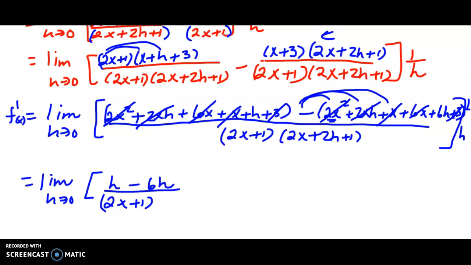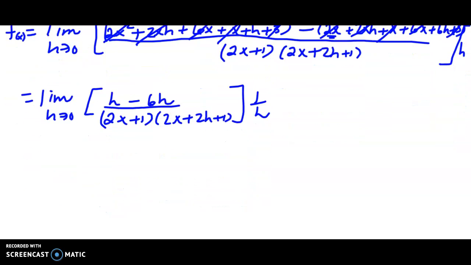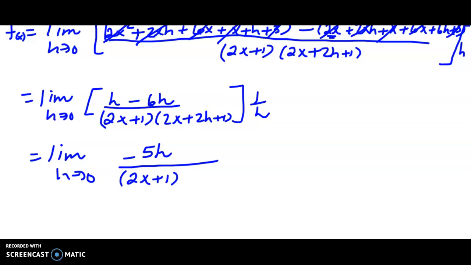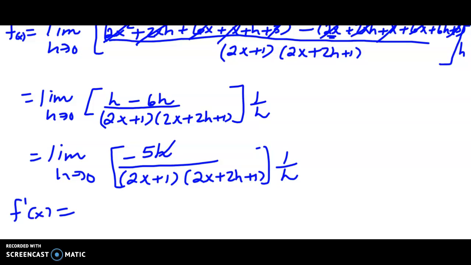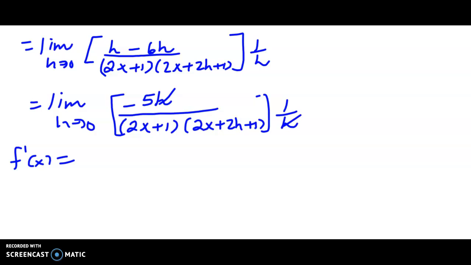I'm just going to write this out again. Now you notice that you have like terms in the numerator, and you're left with negative 5h. So I'll write the denominator one more time. I will notice that the h's cancel, which is your goal. Then you're left with the limit as h goes to 0 of negative 5 over your denominator.